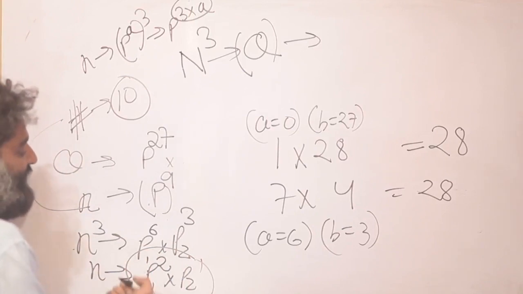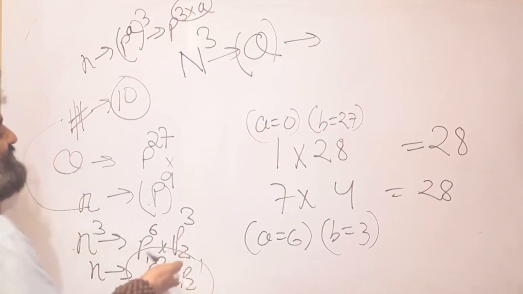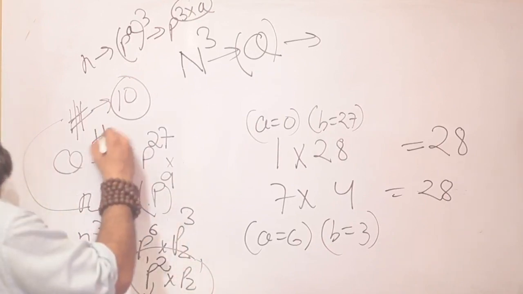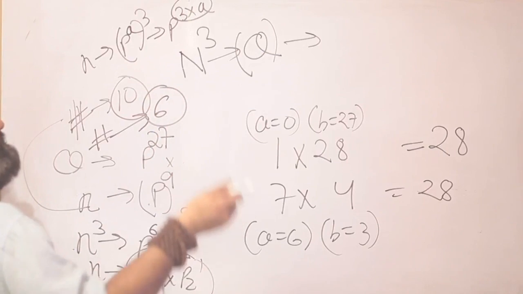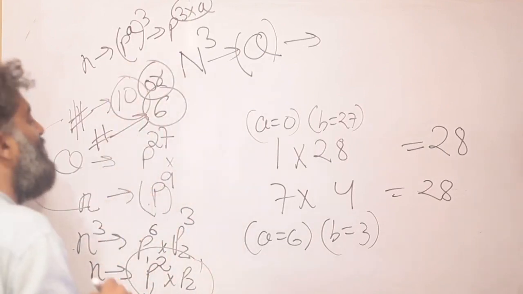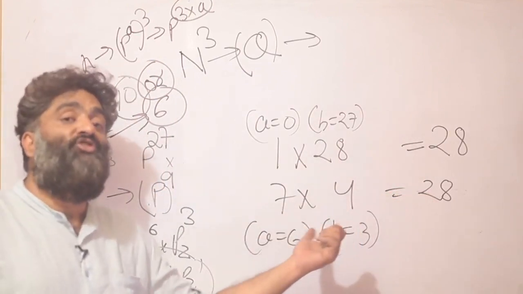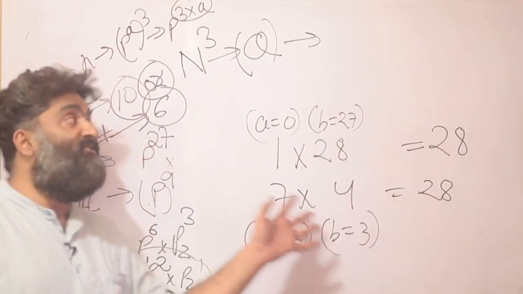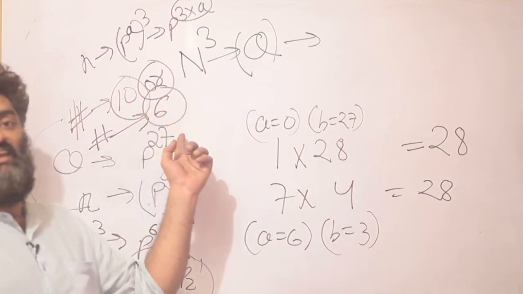So now finding the number of factors for this n, where the power is 2 and 1, should be very easy. 2 plus 1 into 1 plus 1, which is 3 into 2. The number of factors for the second situation is 6. So I am getting the number of factors as 10 or 6 so far. So this is thinking of 28 as a product of only two natural numbers, right? And we are getting the number of factors for n as 10 or 6, right?